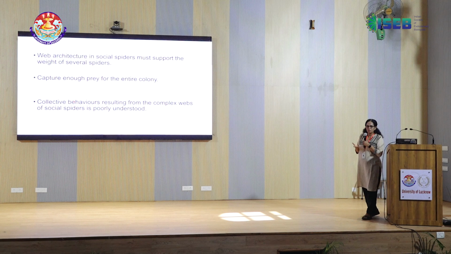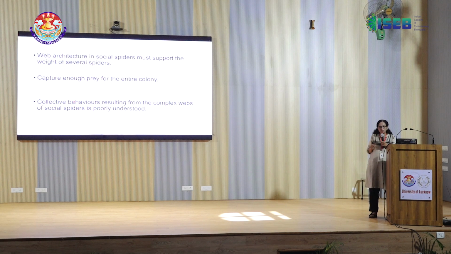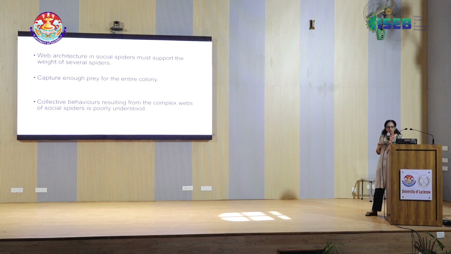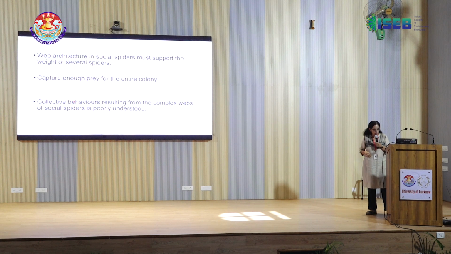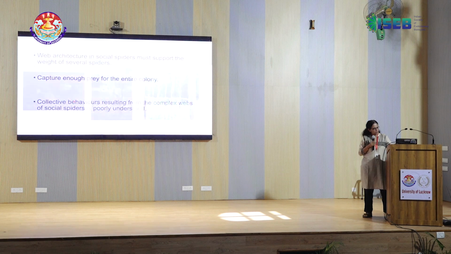The thing about social spider webs is that it's a very complex structure, and the architecture of the webs must support the weight of several spiders. So that's a precondition when you compare with, say, solitary spider webs of different kinds, like, for example, the orb webs and so on. And the webs must also capture enough prey to feed the entire colony. So therefore, this forms a basis for the evolution of certain collective behaviors which are yet to be fully understood.